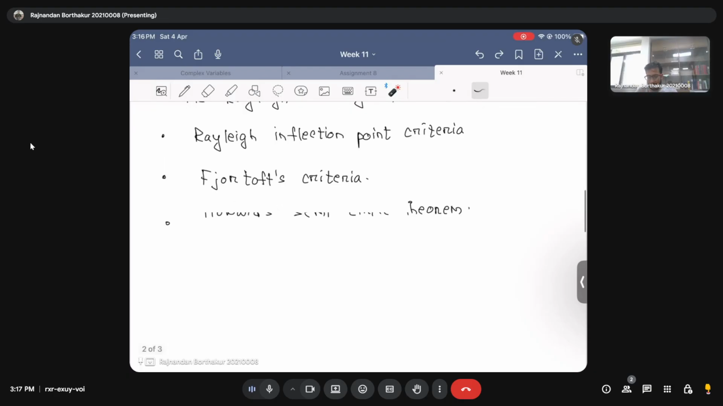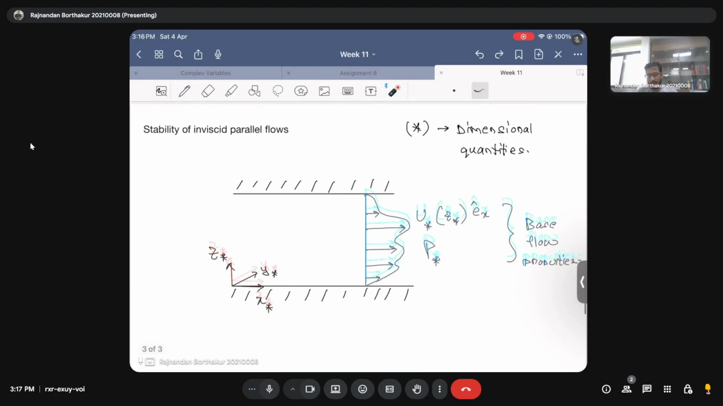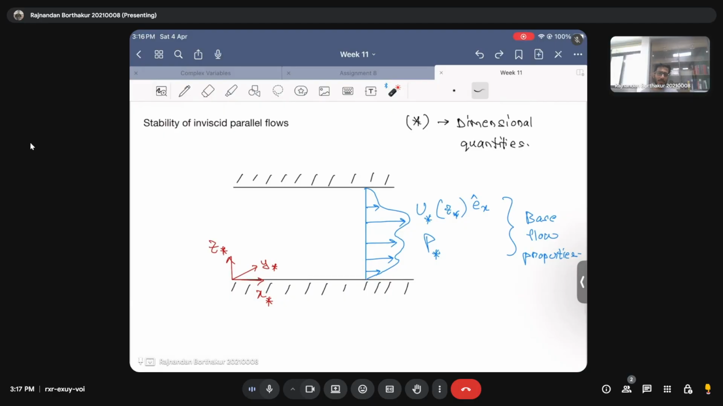All right, so let's get started. We'll start off with a similar problem that we have solved in class, albeit that now the case is of inviscid parallel flows, as you can see. Instead of solving the Navier-Stokes equation, we will solve the simplified form of the Navier-Stokes equation, which is Euler's equation. The overall steps are the same, and we'll assess the stability of the given base flow.